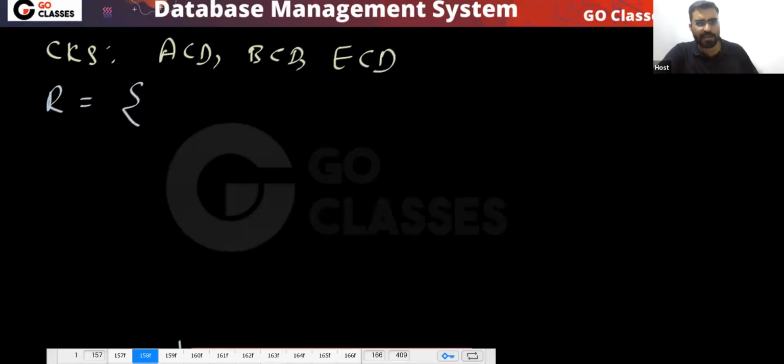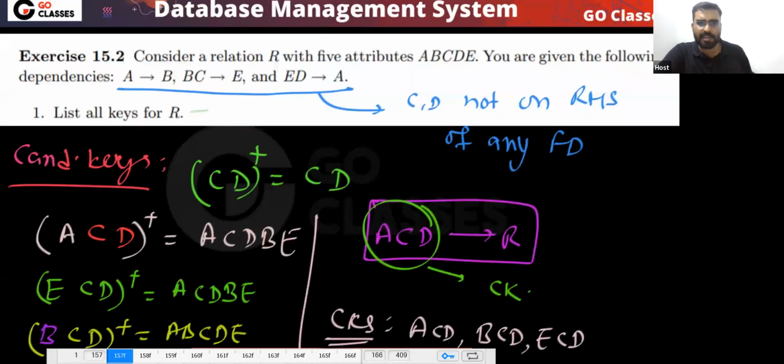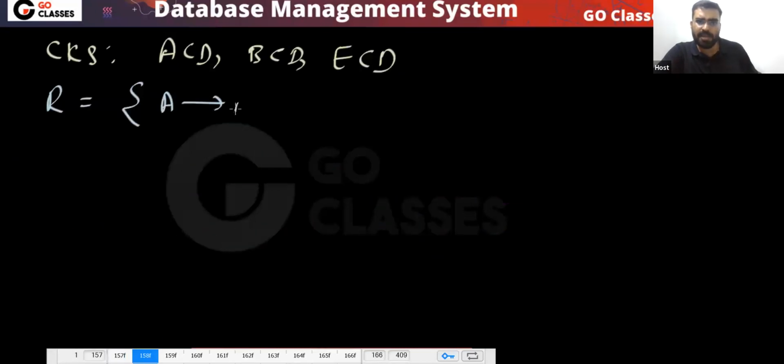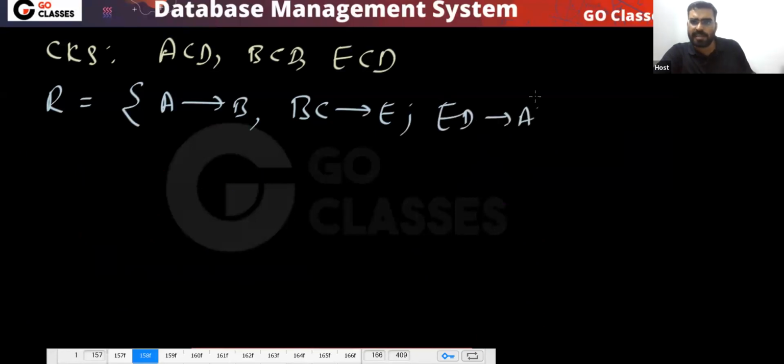In this, the functional dependencies are given. The functional dependencies are A determines B, BC determines E, and ED determines A. Is there any non-prime attribute? Do we have any non-prime attribute? No. So there is no non-prime attribute.